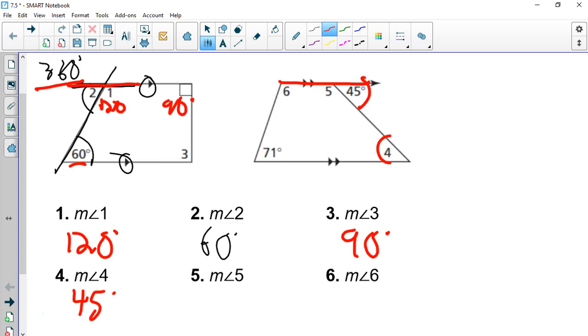And 4 and 5 form a straight line, which means they are a linear pair, they are adjacent, they are supplementary, which means they add up to 180 degrees. So if we subtract 45 from 180, we get 135 degrees, and we work backwards to do the same thing to get angle 6. We know this is 45, we know this is 135, we add those two up plus the 71, and subtract from 360 degrees, we get 109 degrees.